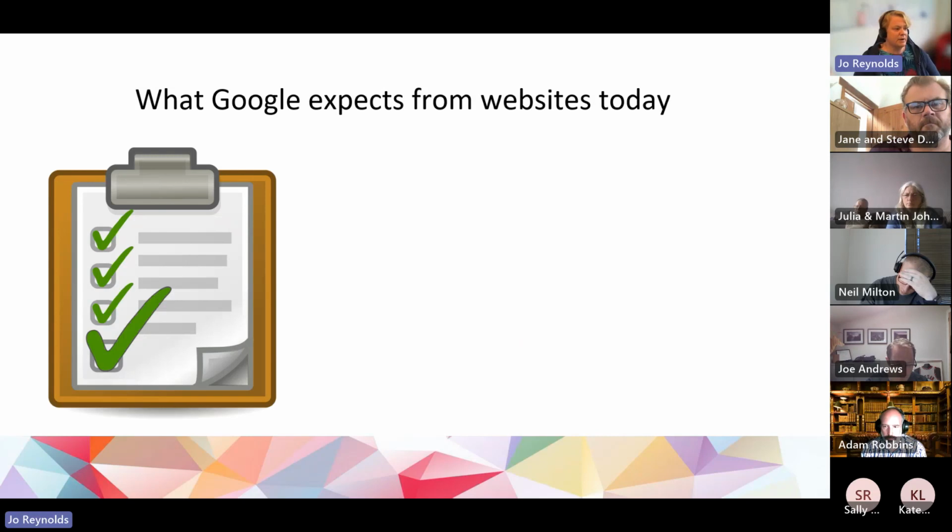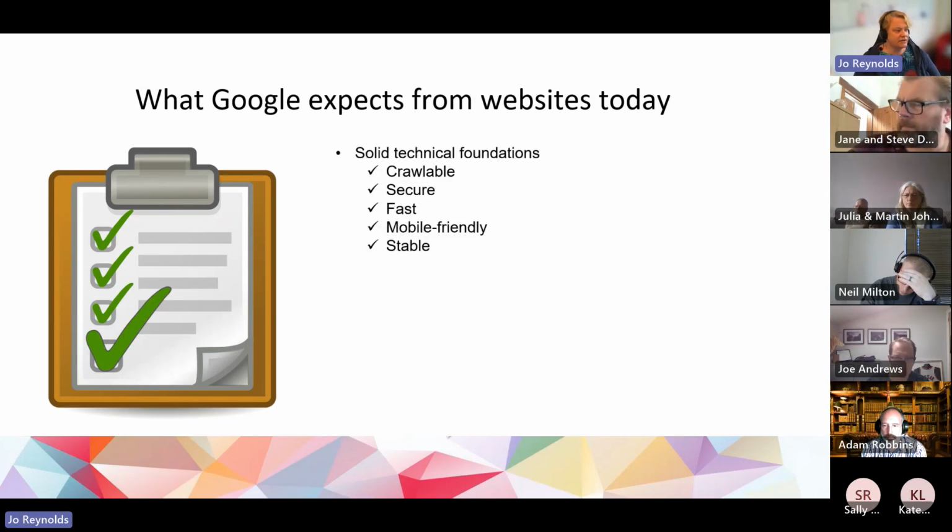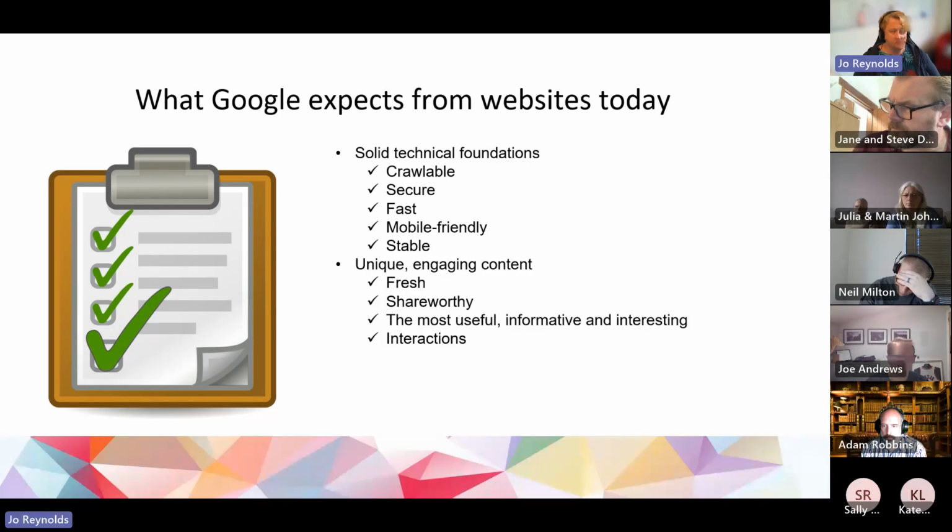What Google expects from websites today is for you to have a solid foundation. So it's crawlable, it's secure, it's fast, mobile friendly, and stable, you've got a good connection, and it's hosted on the right platforms, in more than one server, so that if one goes down, you don't lose everything. And the content needs to be fresh, newsworthy or share-worthy is the new phrase for that. And it needs to be useful to the person who's reading it.